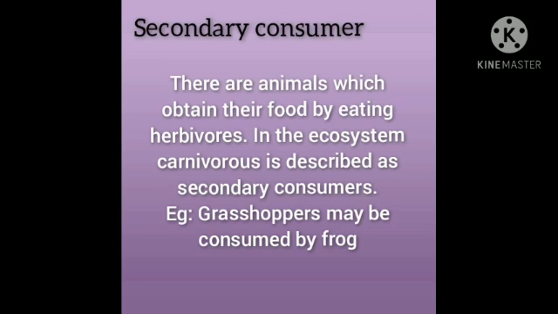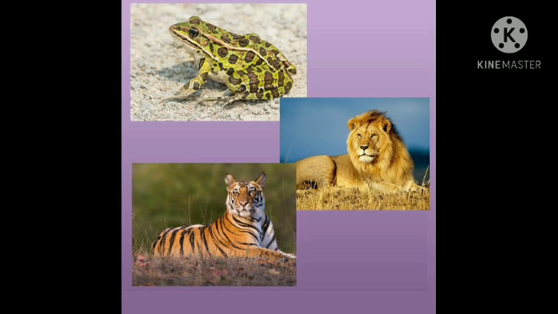Secondary consumer. There are animals which obtain their food by eating herbivores. They are described as secondary consumers. Example, deer or cattle may become the food for lions or tigers. Examples like frogs, lions, tigers are secondary consumers.